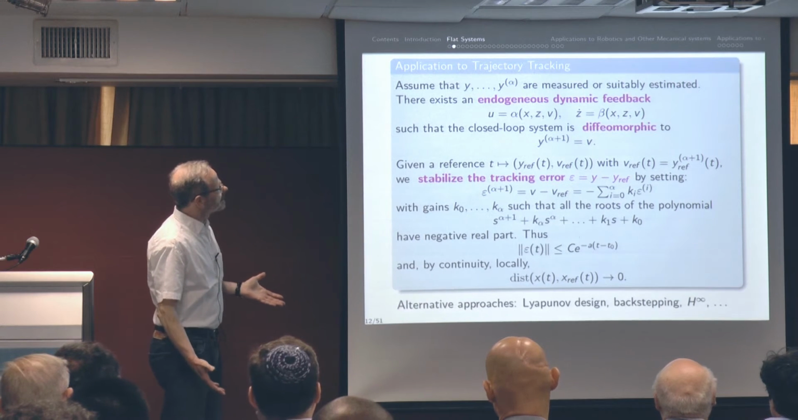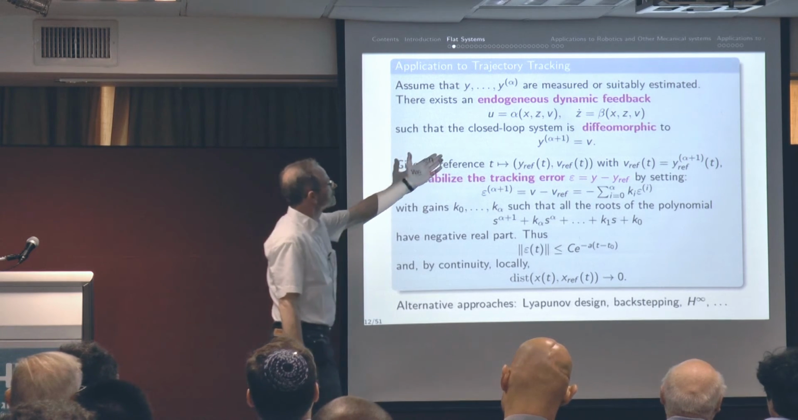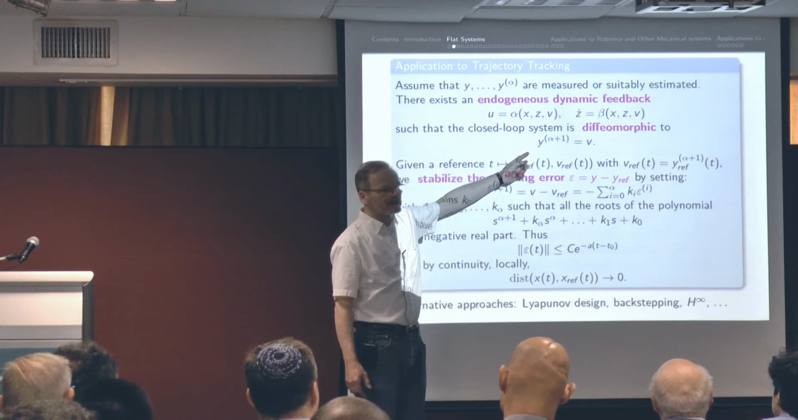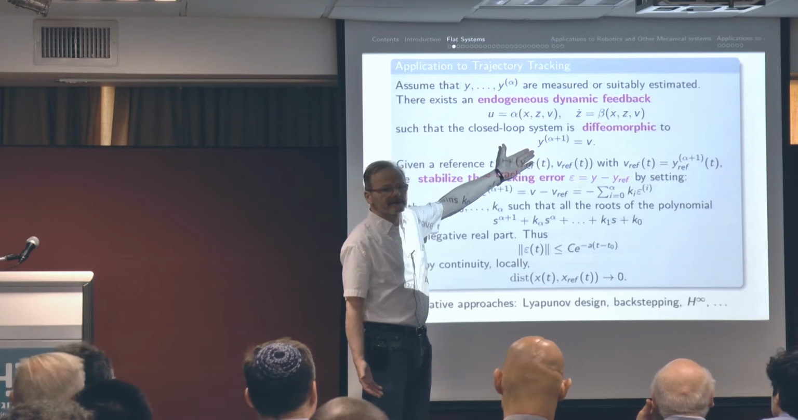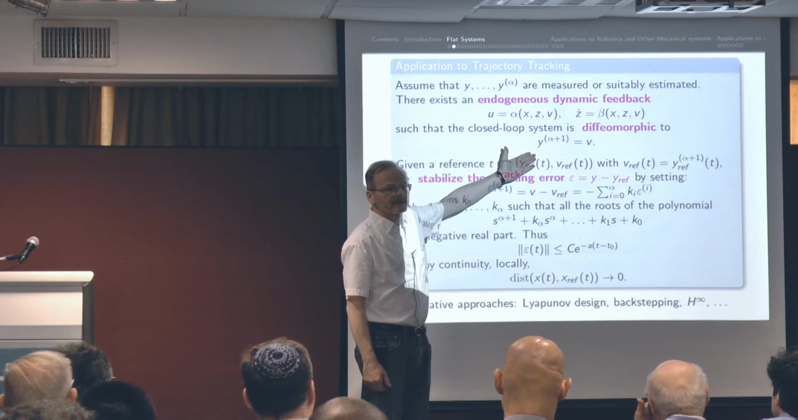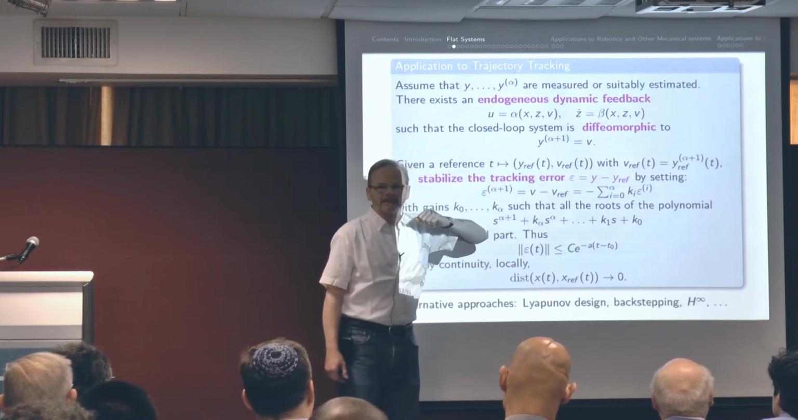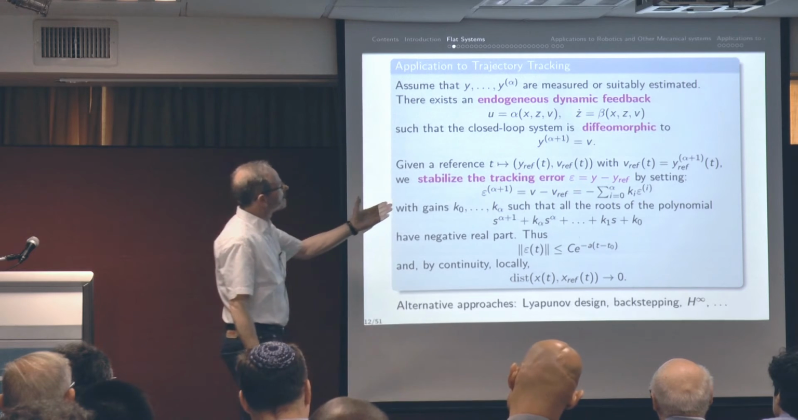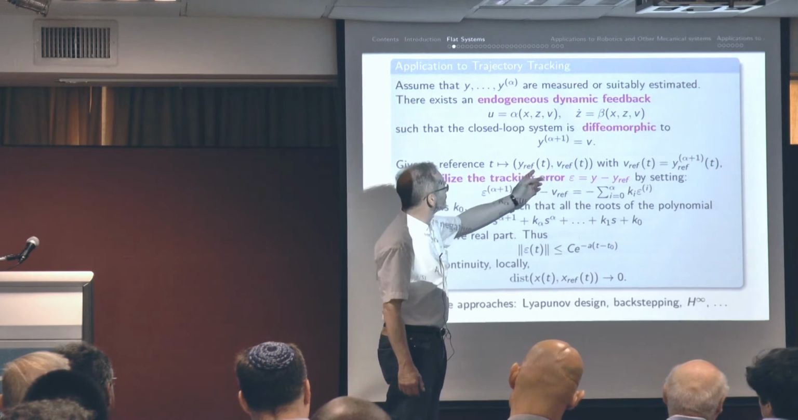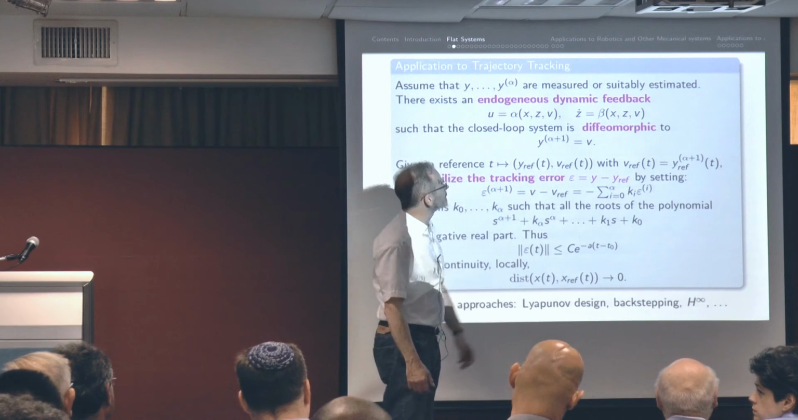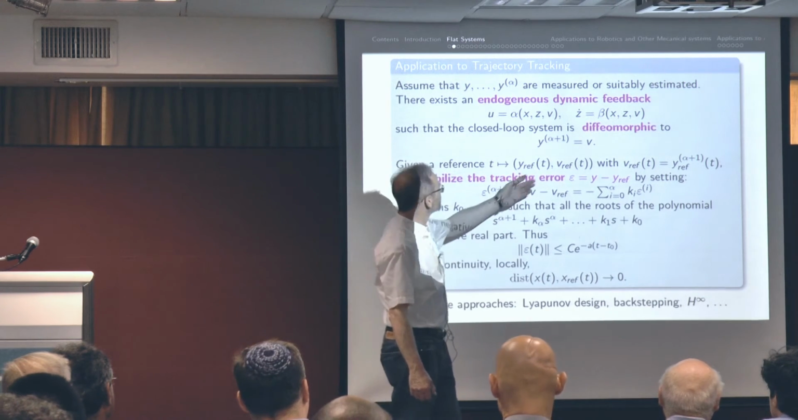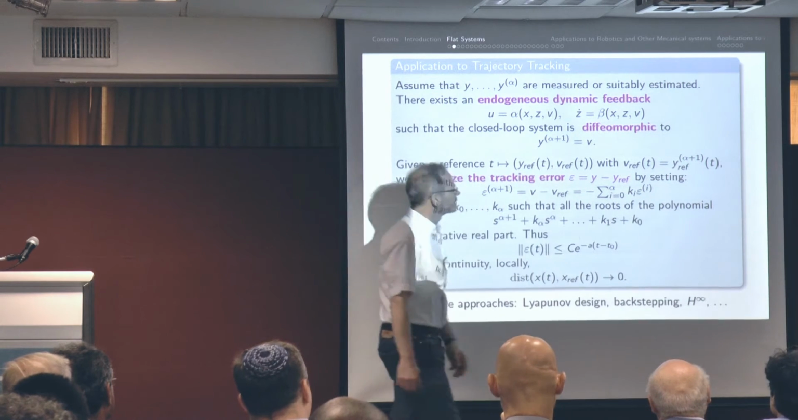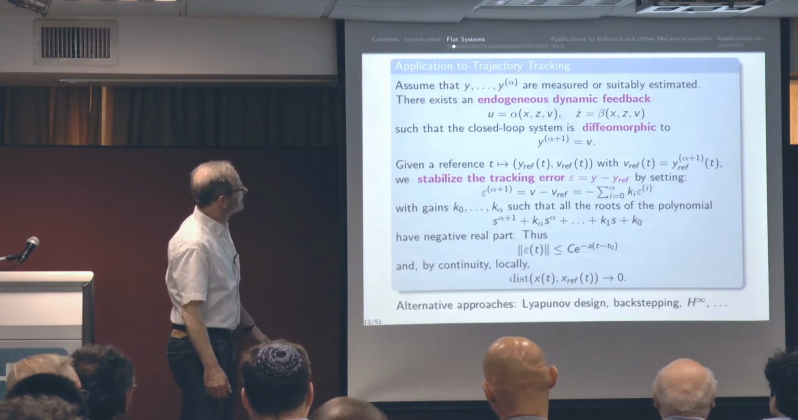So if the system is flat, there exists such a dynamic feedback such that the system becomes equivalent to this simple integrator. That means that if you are given a reference, y reference and v reference, satisfying, of course, v reference is equal to the alpha plus 1th derivative of y ref.